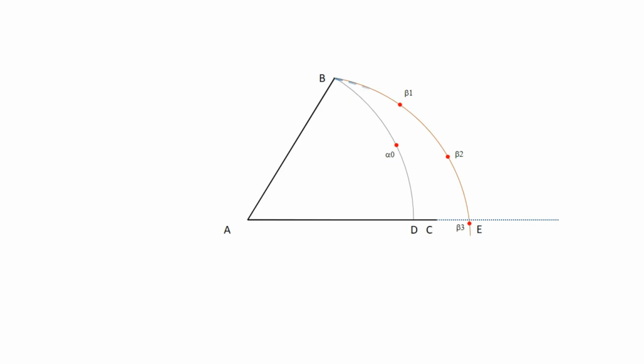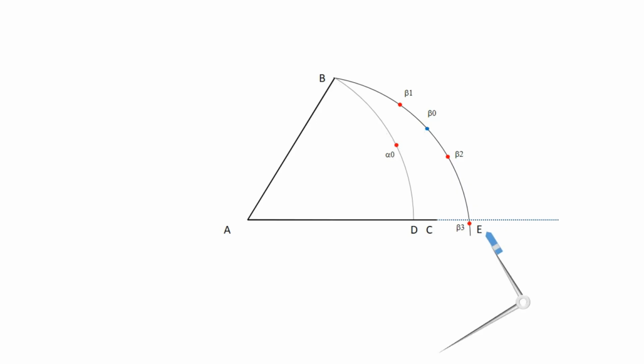We then find the midpoint of the arc B beta 3. For that, we draw a line from B to beta 3, and draw a perpendicular bisector of it. We then mark the intersection point of the perpendicular bisector and the arc, and label it beta 0.